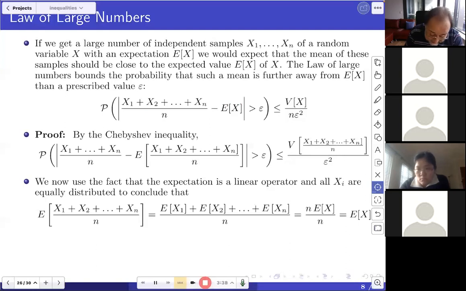So then this boils down to the probability that the mean of your measurements minus the true value is in error bigger than epsilon, right? So now what we saw is that the expected value of the mean is just the expected value of X, right? So that's about the expected value.